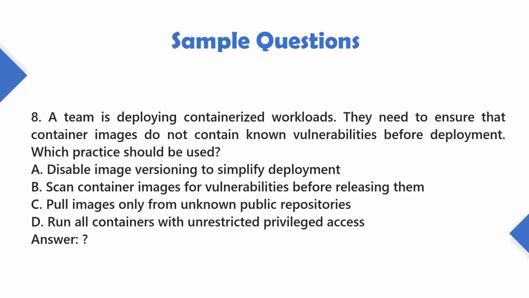8. A team is deploying containerized workloads. They need to ensure that container images do not contain known vulnerabilities before deployment. Which practice should be used? A. Disable image versioning to simplify deployment. B. Scan container images for vulnerabilities before releasing them. C. Pull images only from unknown public repositories. D. Run all containers with unrestricted privileged access.